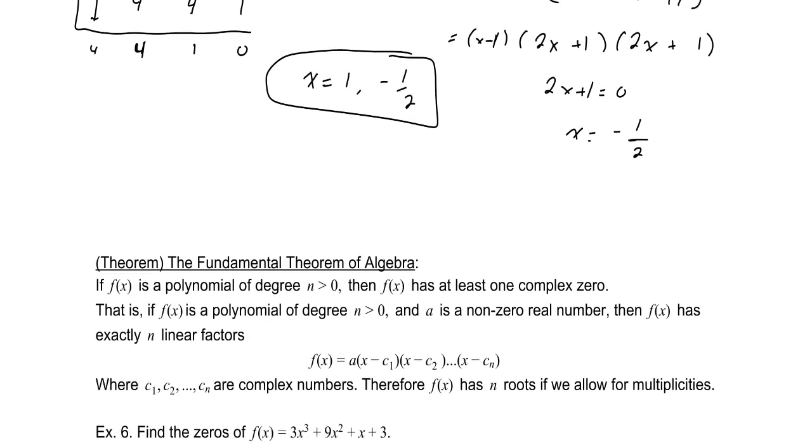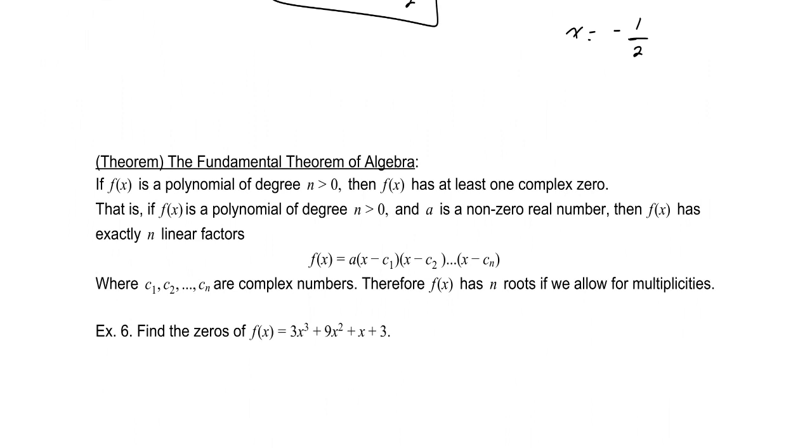All right. Next we have what is called the fundamental theorem of algebra. If f of x is a polynomial of degree n greater than 0, then f of x has at least one complex 0. So what this comes out to mean is that a polynomial function with degree n can be written with n factors, c1, c2, all the way to cn. So if it's a third degree polynomial, we should have 3 solutions.